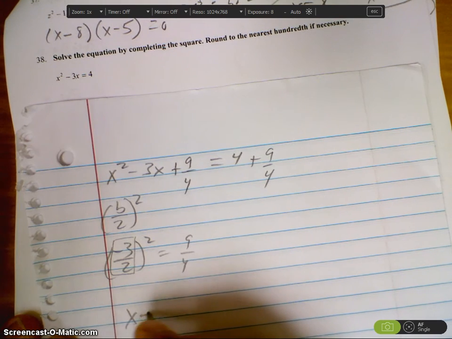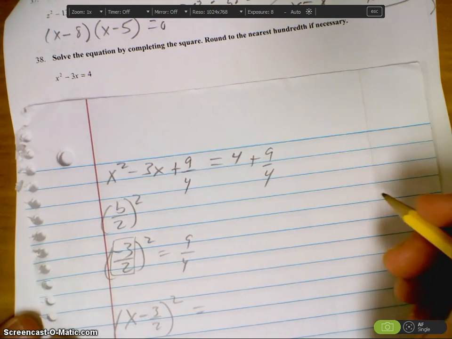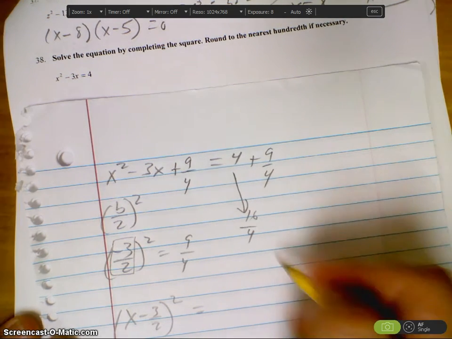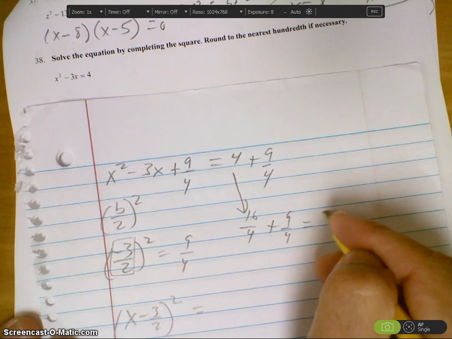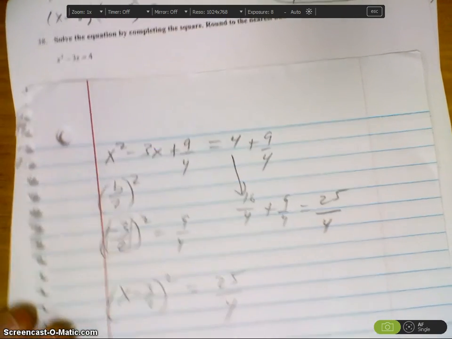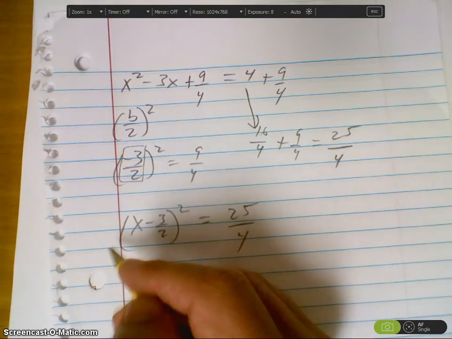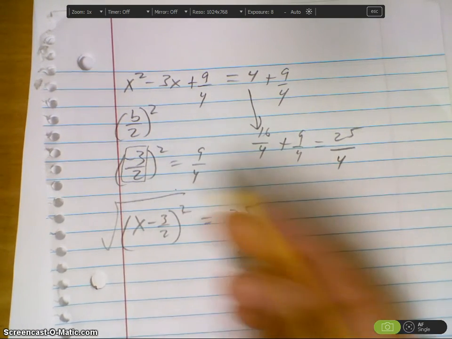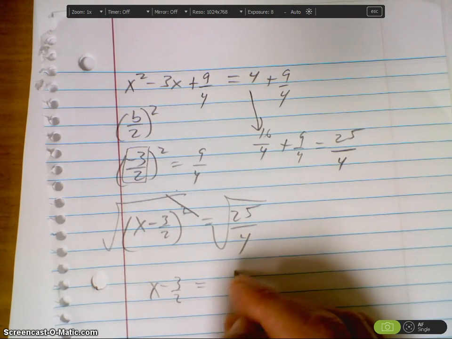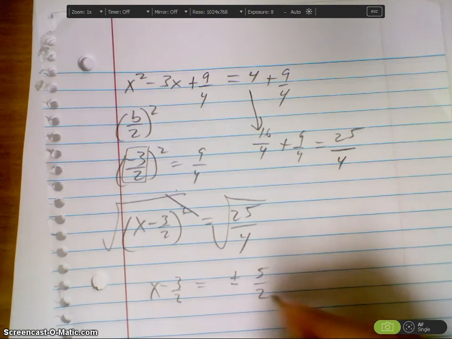So it ends up becoming x minus 3 over 2 squared equals, now I have to add 4 and 9/4, which isn't too bad. It's 16/4, that's what 4 is, plus 9/4, which is 25/4. That's going to work out nice, 25/4. Now I just have to solve this. The opposite of squaring a number is taking the square root. x minus 3 over 2 equals plus or minus, don't forget, when you take the square root, you need both roots, 5/2.